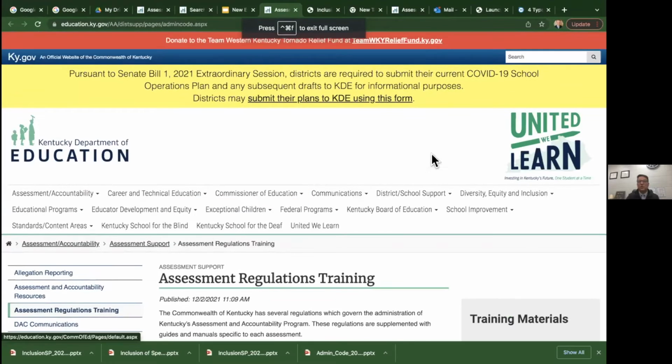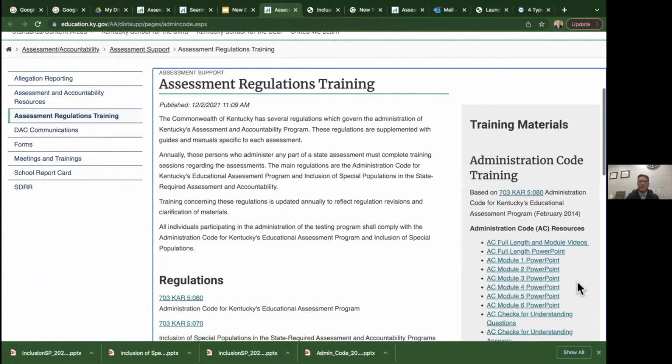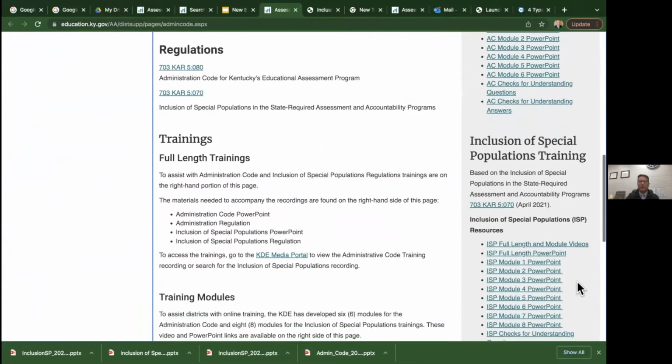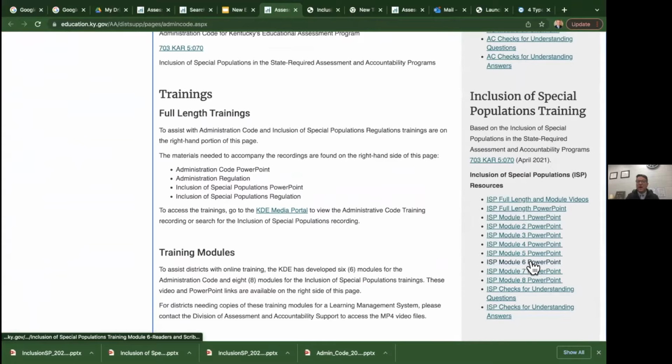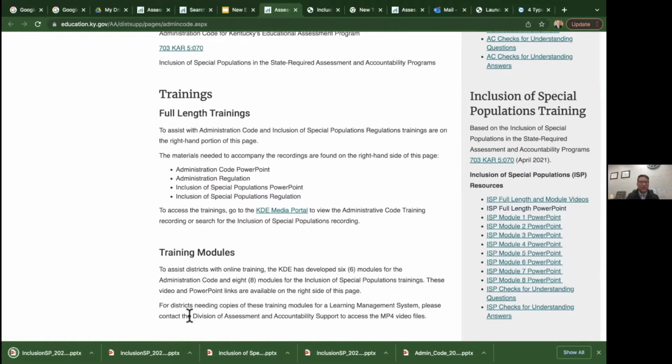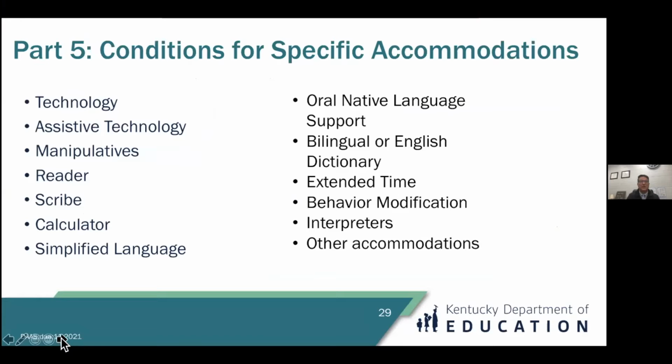However, we're going to take you to KDE's website here just real quick, and we're going to focus on the right-hand side, the training materials, not under the administration code, but under the inclusions of special populations. We're going to start at, I think it's part 5, so we'll go to the full length PowerPoint. Now there's a video here that will train you up, and there's a guy, Mr. Howard, that works at the State Department level, and he's real astute in this. But we're going to attempt to take you through pieces of this and really focus on the accommodations, what we can do, what we can't do, and the changes that have come up in the last little bit. So we're going to open this inclusion of special populations PowerPoint, and this is really where we want to focus our attention today.